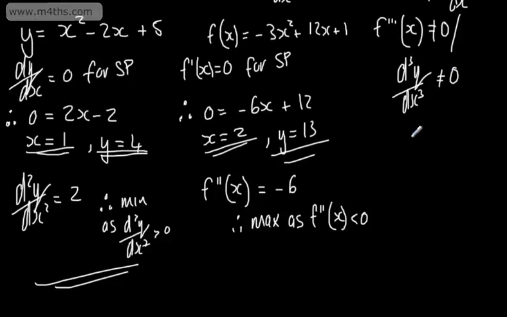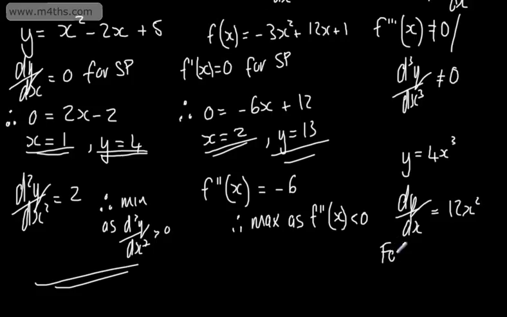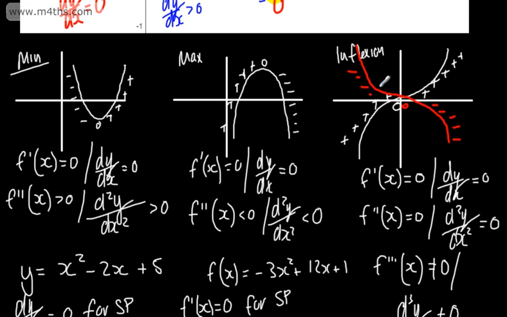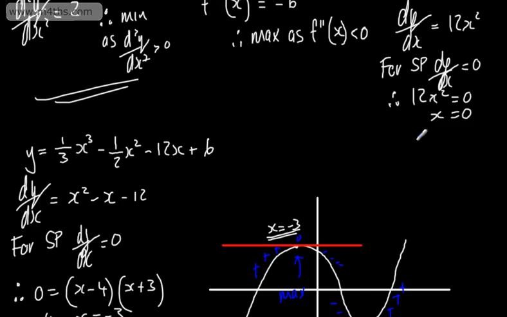Let's just take a function. Let's say y is equal to 4x cubed. So dy dx will be equal to 12x squared. For a stationary point, SP, we can say dy dx is equal to 0. Therefore 12x squared is equal to 0 and x is 0. That's similar to the graph that we've got here. Okay, let's now take the second derivative to determine its nature, d2y by dx squared.